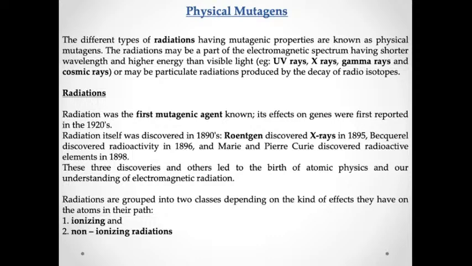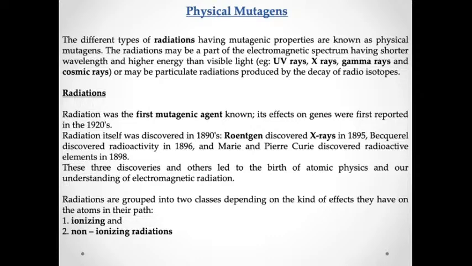Its effects on genes were first reported in the 1920s. Radiation itself was discovered in 1890; Roentgen discovered X-rays in 1895, then Becquerel discovered radioactivity in 1896, and Marie and Pierre Curie discovered radioactive elements in 1898. These discoveries led to the birth of atomic physics and a better understanding of electromagnetic radiations.